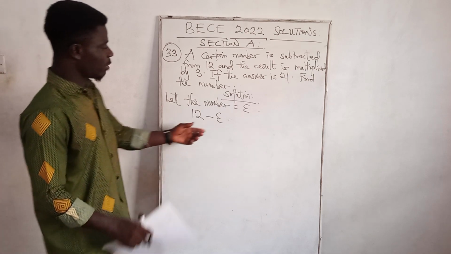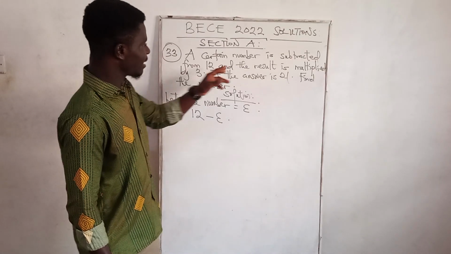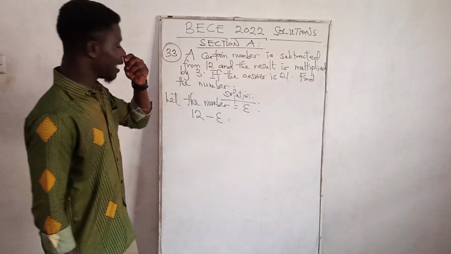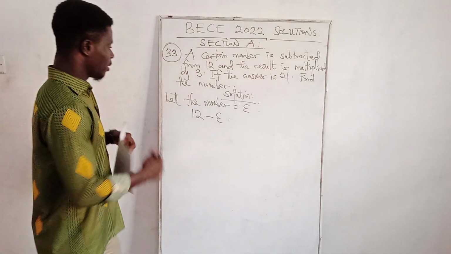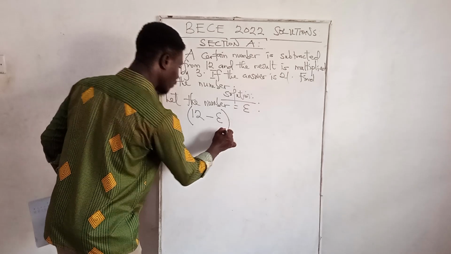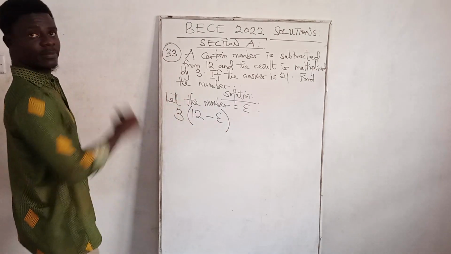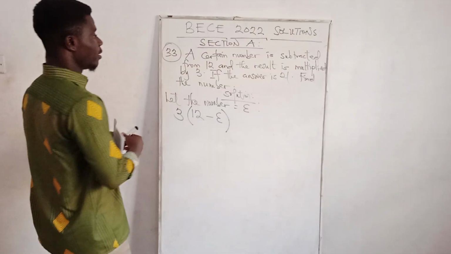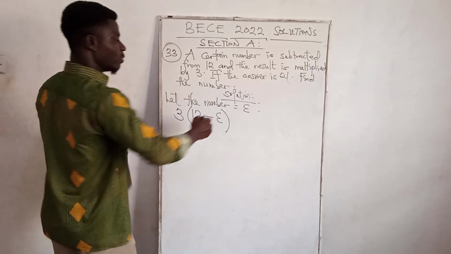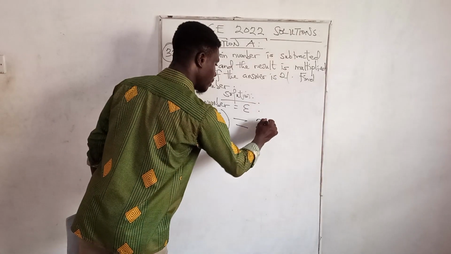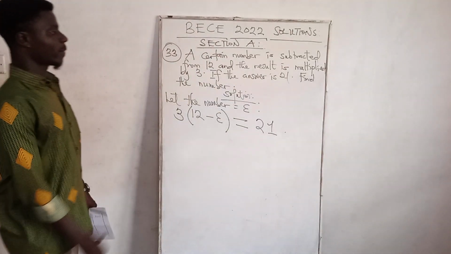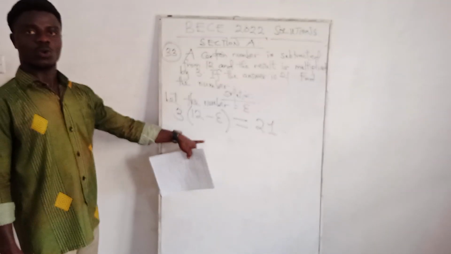Now 12 minus epsilon is the result, and the result is multiplied by 3. We are multiplying the whole of the result by 3. If the answer is 21, then that means the answer must be equal to 21. Find the number. You can solve this.